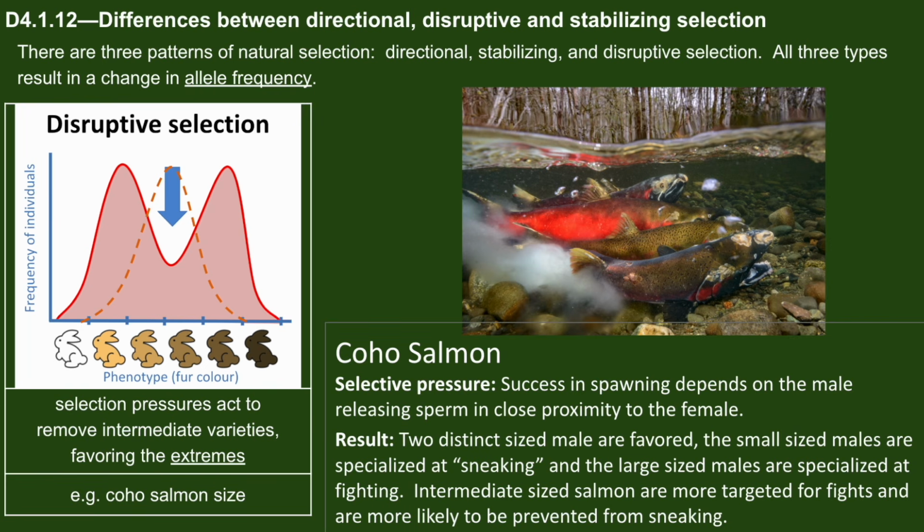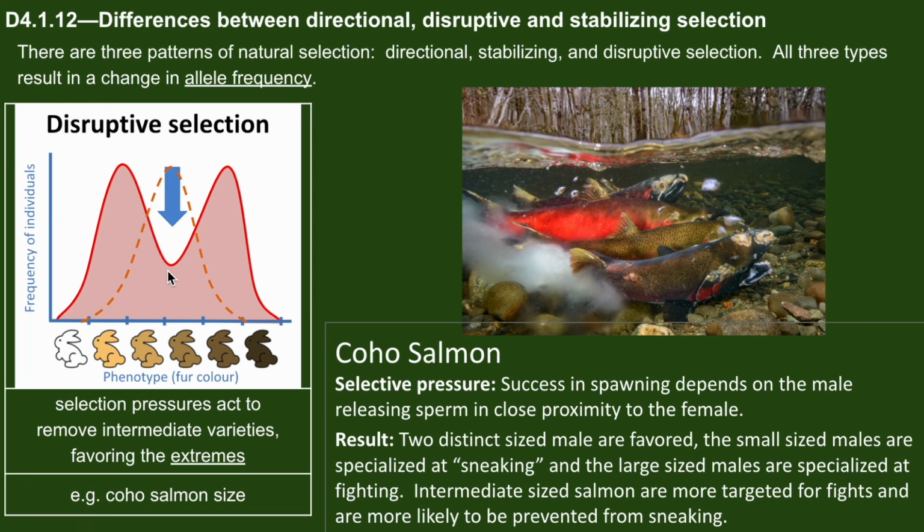Now, there's two distinct size males that are favored. The small sized males are specialized at sneaking in and fertilizing those eggs, and the large sized males are specialized at fighting off smaller males. And so those intermediate sized males don't have an advantage, right? They can't fight and they can't sneak.